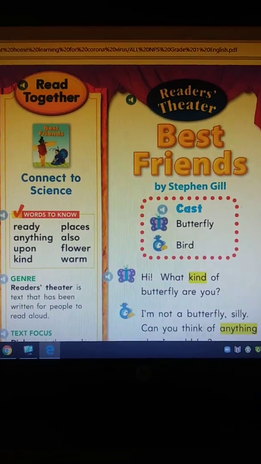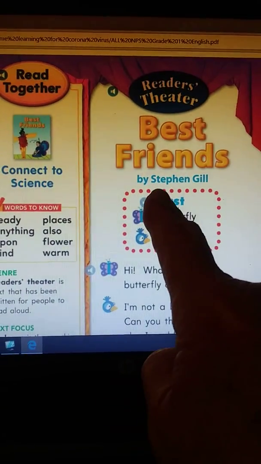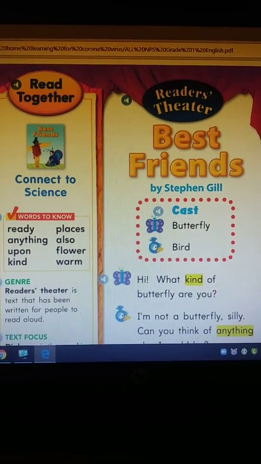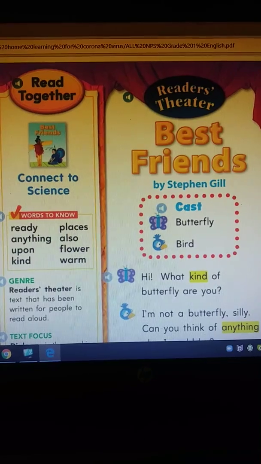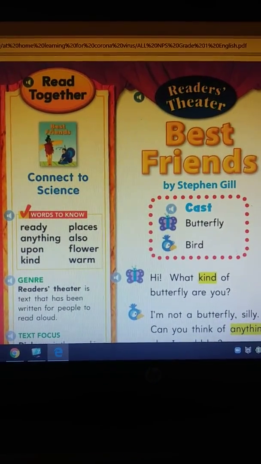Hi, scholars. Today we're going to be reading a story called Best Friends by Stephen Gill. Just by looking at the title, what might we predict that our story is going to be about? Yes, it's probably about two people who are best friends.